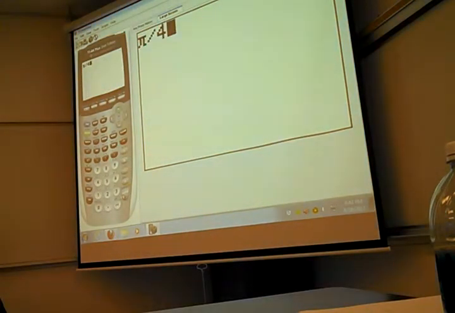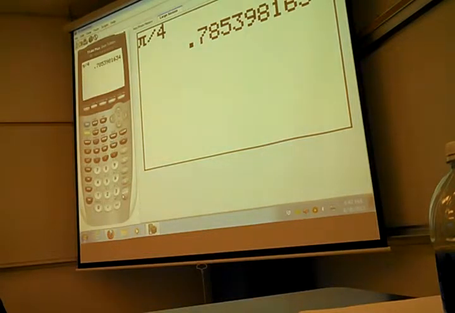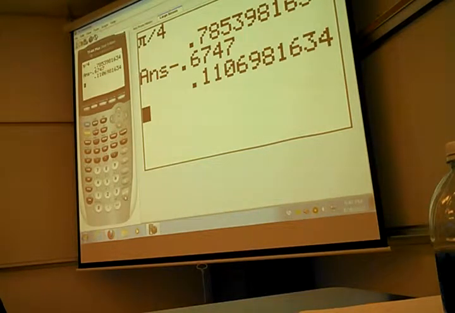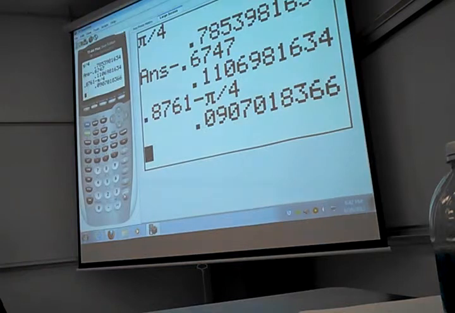Pi divided by 4 is that. So if I do that minus 0.6747, this candidate for delta, this side here, would be 0.1107. Now what about this other side? What's the other candidate for delta? So now you just do 0.8761 minus pi over 4. 0.0907.